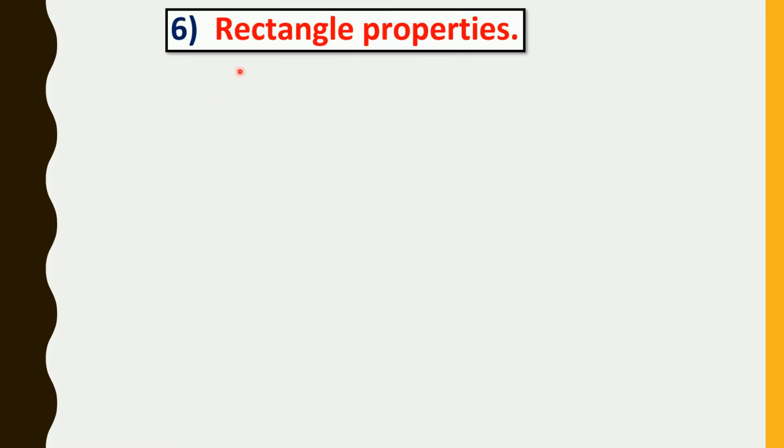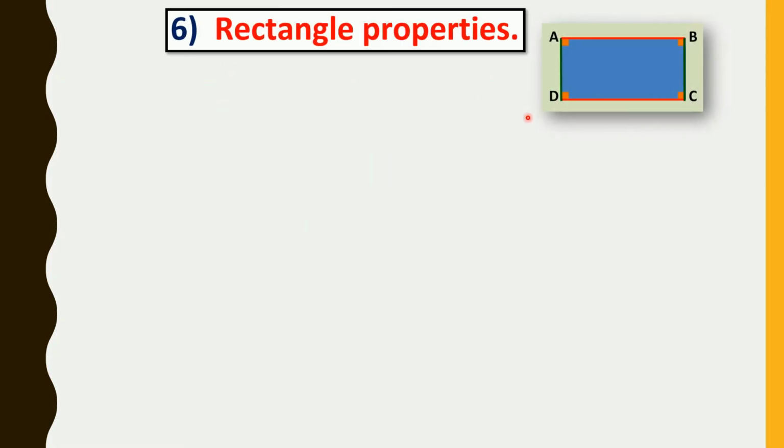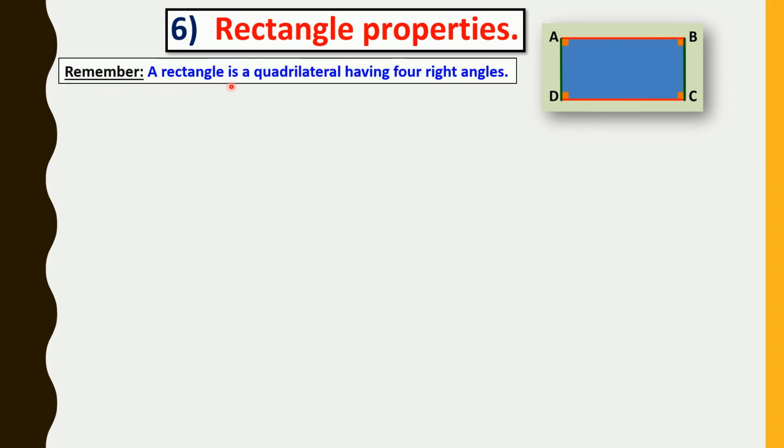Now part 6, rectangle properties. ABCD is a rectangle. Remember, a rectangle is a quadrilateral having 4 right angles, as you see. Property: the opposite sides of a rectangle are equal. Here AB and DC are opposite sides. They are equal. Same for AD and BC. Both pairs of opposite sides are equal.